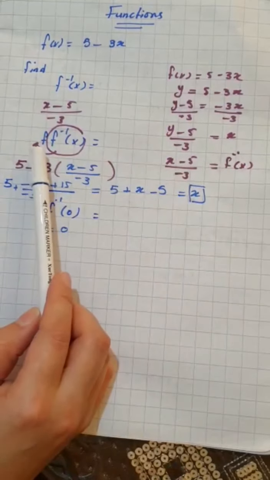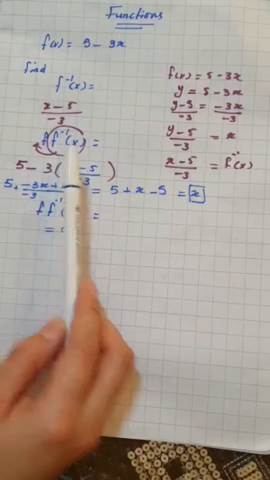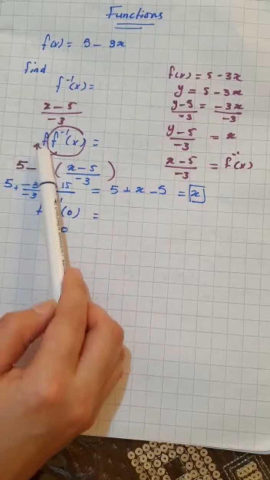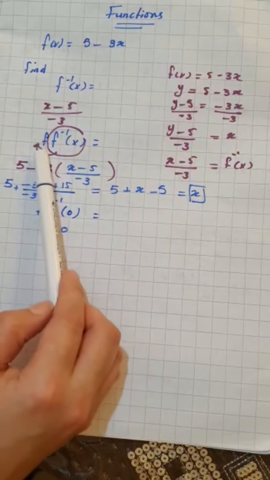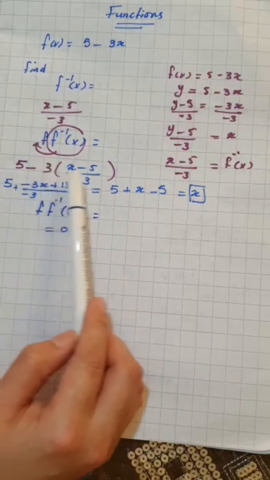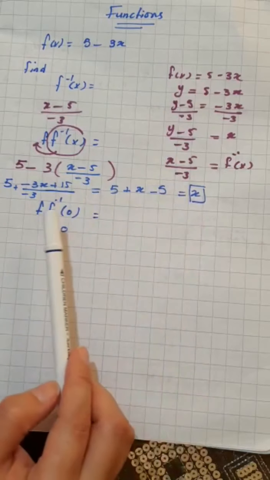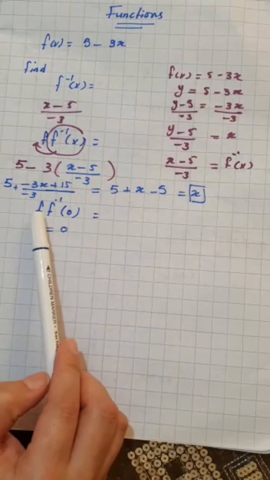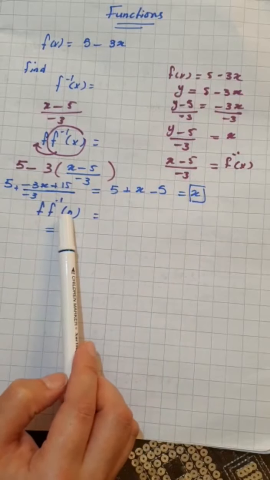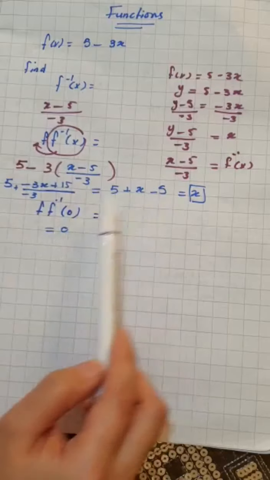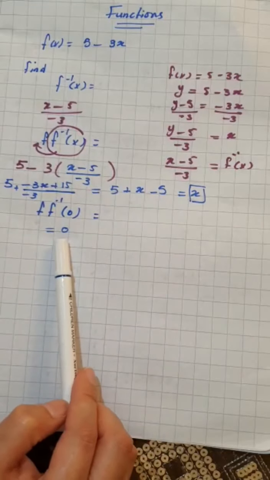If they ask me to find f of f inverse of x, I'm going to put the inverse of this function inside the original function. So this is what I'm going to get. After simplifying all of this, my answer will become x. Okay. If they ask me to find f inverse of this function when it's equal to 0, I need to replace x by 0. So the last answer will become 0.